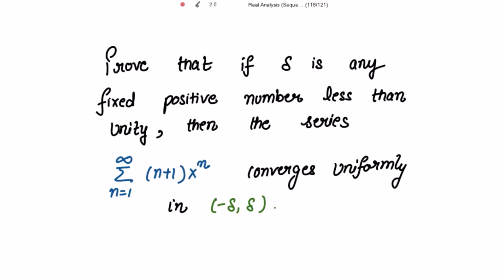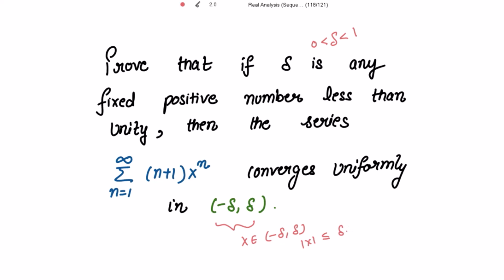Prove that if delta is any fixed positive number less than unity, then the infinite series summation n plus 1 into x to the power n converges uniformly in the open interval minus delta to delta. So this is nothing but the interval of x, which means mod of x is less than or equal to delta, right?